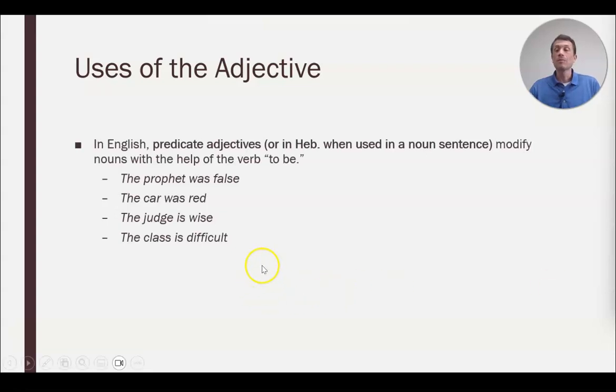In English, a predicate adjective, so this is like a predicate use or what the textbook will call a noun sentence use of an adjective, is when the adjective is used with a form of the verb to be. And we're all pretty familiar with this, I would think. So here's an example. Instead of saying false prophet, you can say the prophet was false, right? And here it's a predicate adjective. It's being predicated after a verb. The car was red. The judge is wise. The class is difficult.